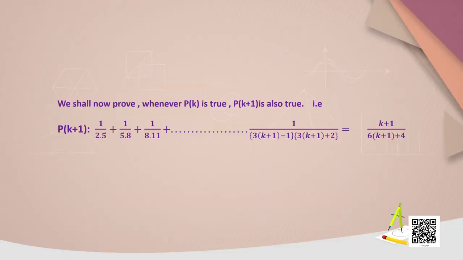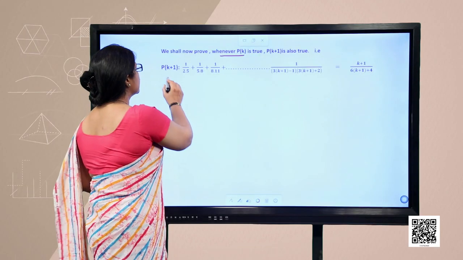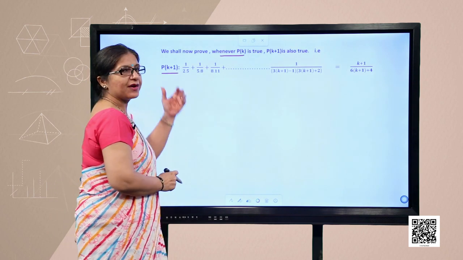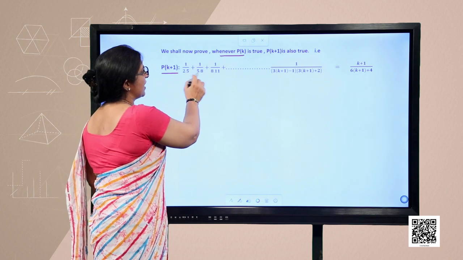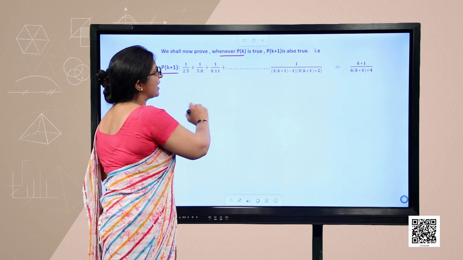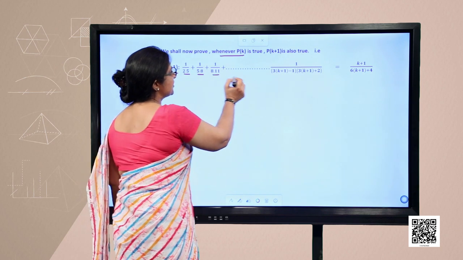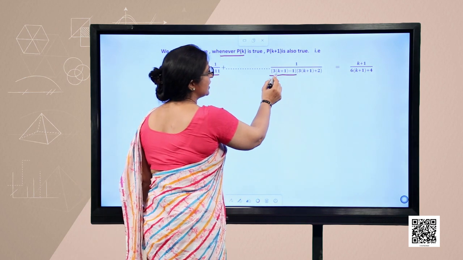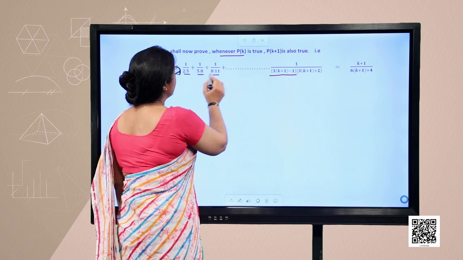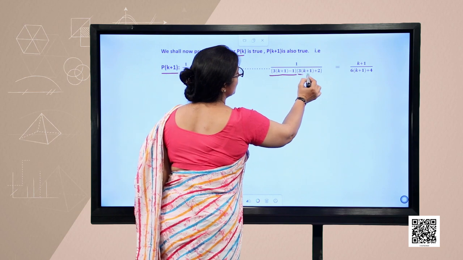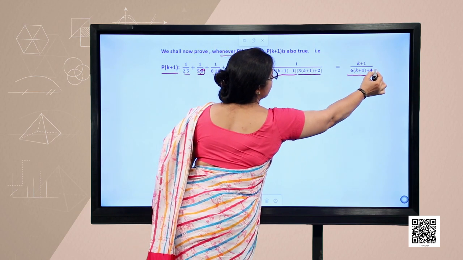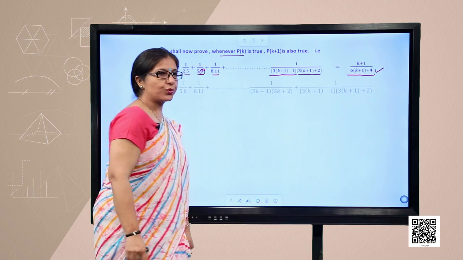As we discussed earlier, we shall now prove whenever Pk is true, Pk plus 1 is also true. Now, what is Pk plus 1? The statement, we have rewritten it again, which is 1 upon 2 into 5 plus 1 upon 5 into 8 plus 1 upon 8 into 11. That can be written in general form like this, 3k plus 1 minus 1, and in place of the second term, 3k plus 1 plus 2, which will give us this result. This we need to prove.